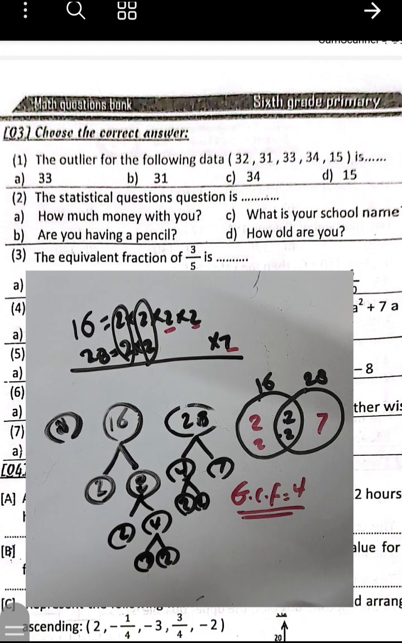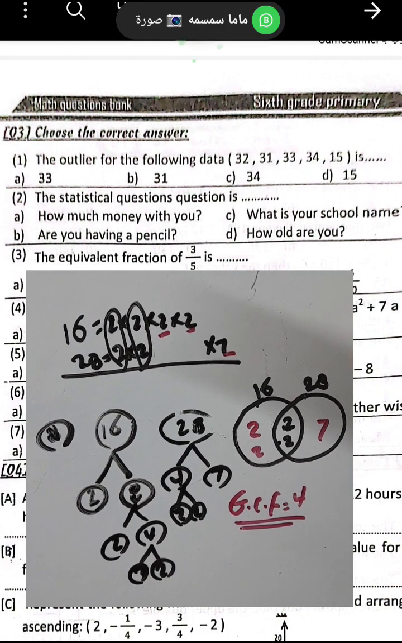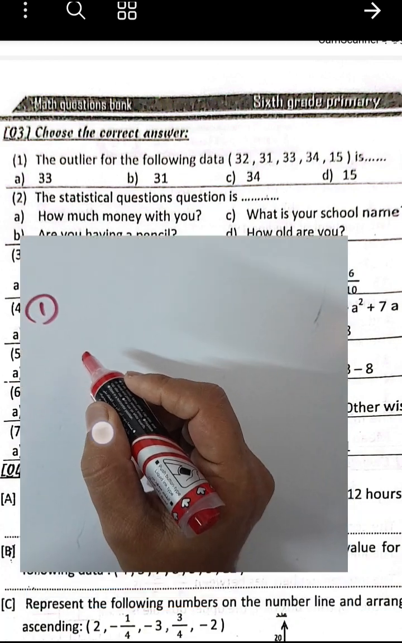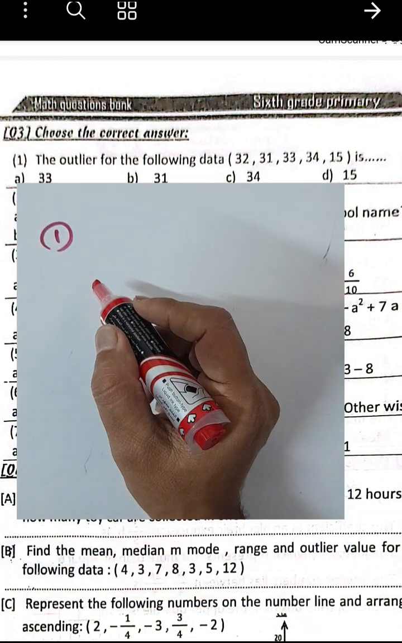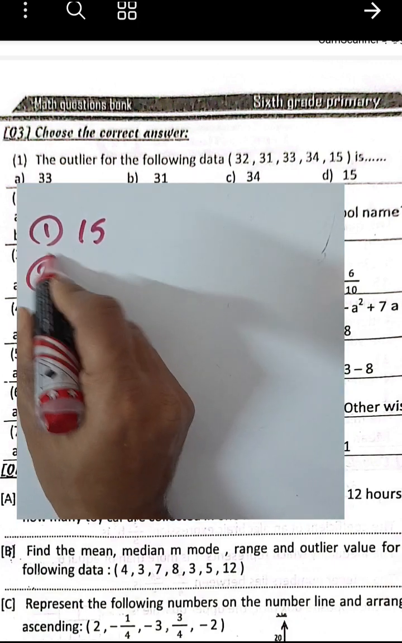Next question, number 3. Question number 1. The outlier for the following data will be what? We have 31, 32, 33, 34, and 15. 15 is the outlier.